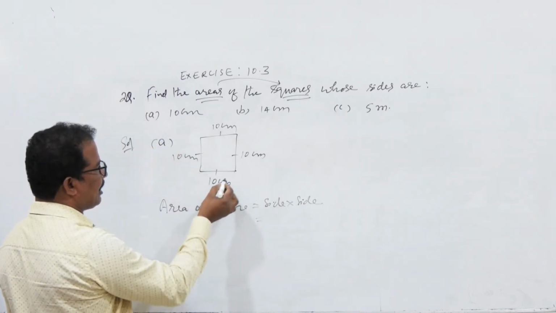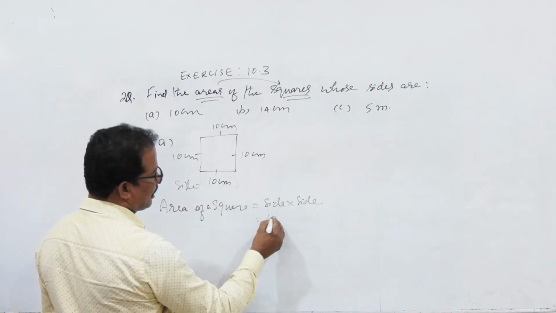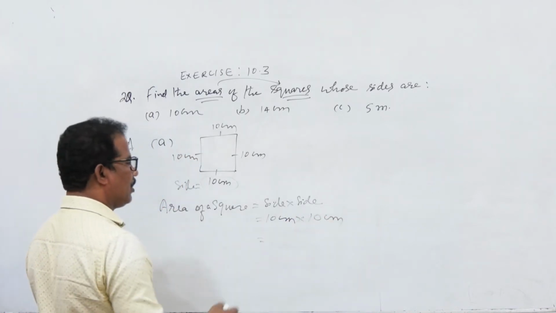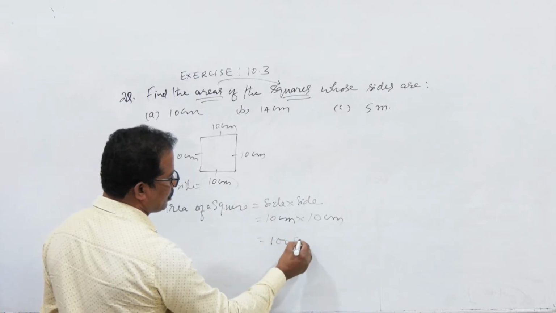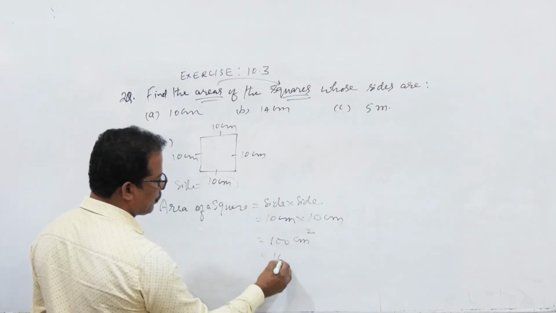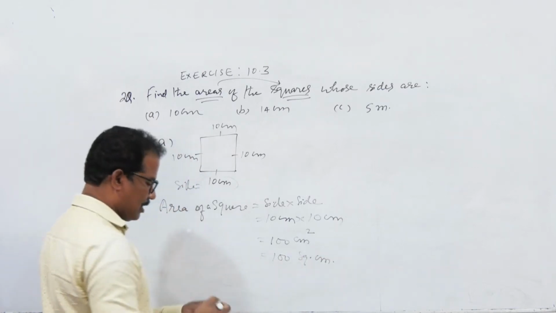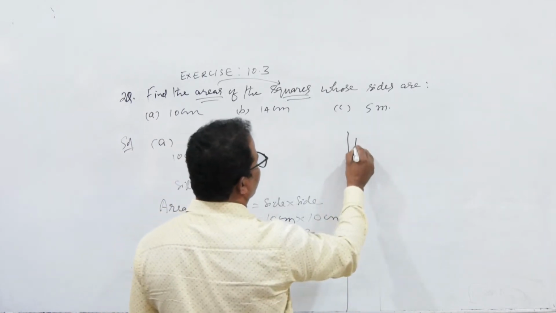In this case, what is the side given? The side is here 10 centimeter. For that we can write 10 centimeter into 10 centimeter. Now if you multiply 10 into 10, 10 times 10 is 100, and centimeter into centimeter, centimeter square. For this we can write 100 square centimeter. Okay.